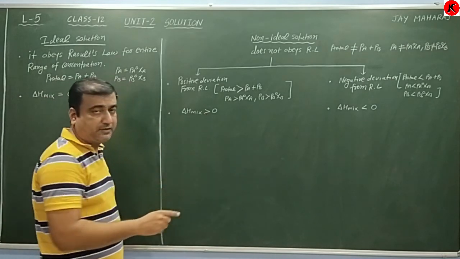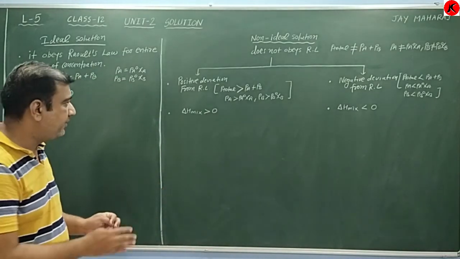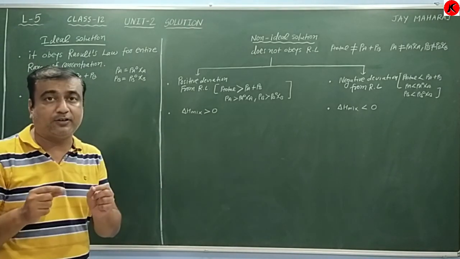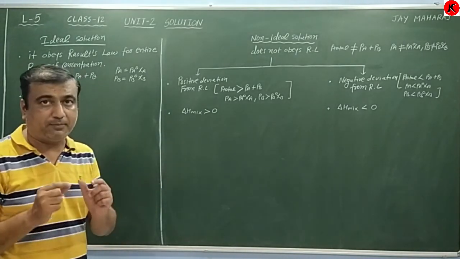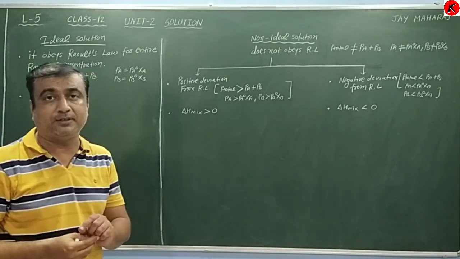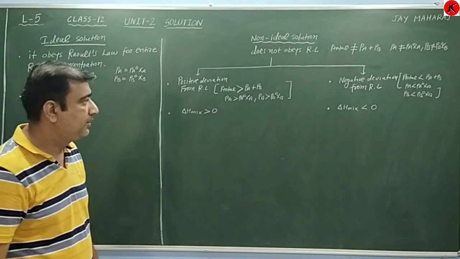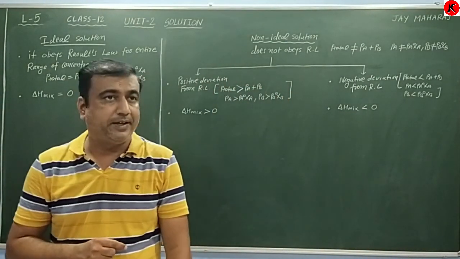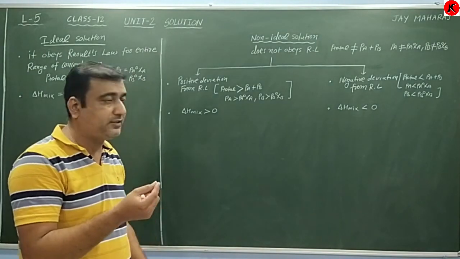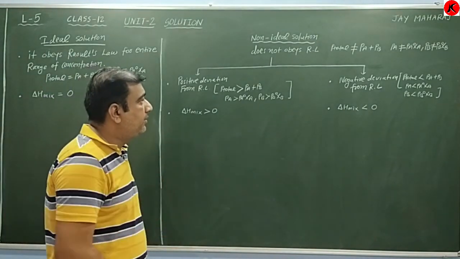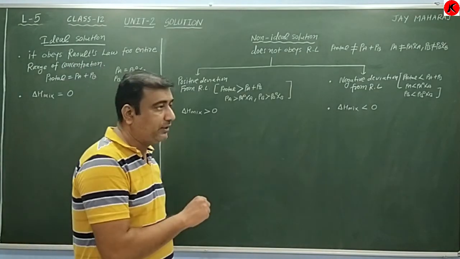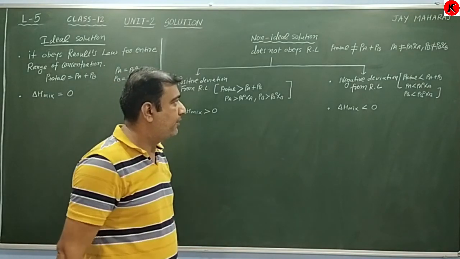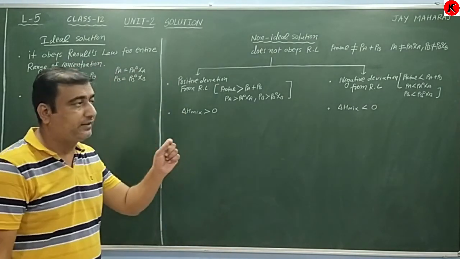Delta H mixing greater than 0 means delta H positive, that means formation of solution is an endothermic process, that means heat is absorbed. Delta H mixing less than 0, that means negative, that means exothermic process is the formation of non-ideal solution having negative deviation. That means heat will be evolved during the formation of non-ideal solution having negative deviation.